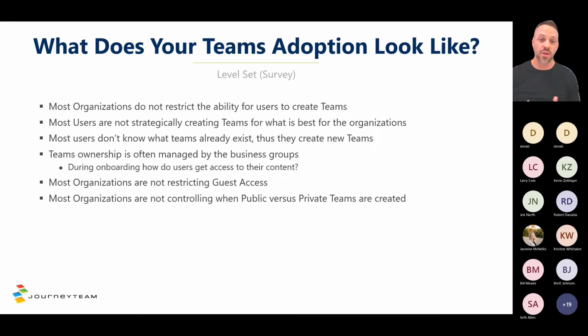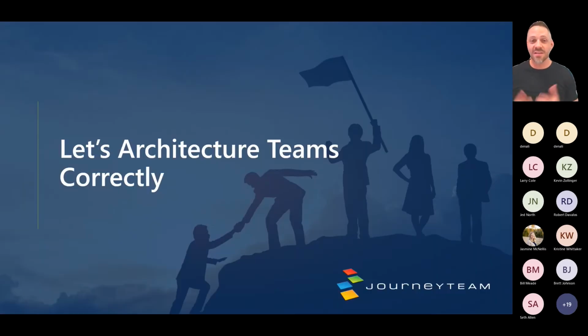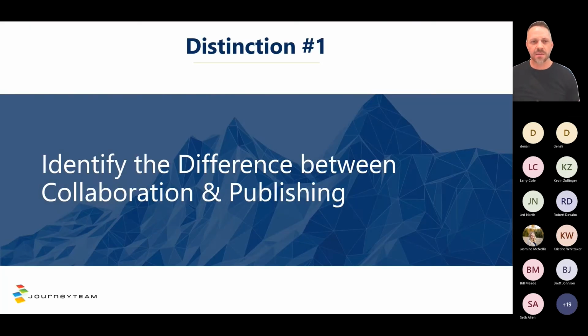And so we know the things that you should know when it comes to implementing an adoption strategy around Microsoft Teams. So let's get into how we do this, or how we architect Teams correctly. I really broke this down into a few distinctions that I want to call out. Distinction number one is we need to establish the difference between collaboration and publishing.